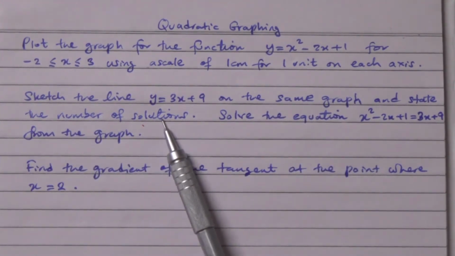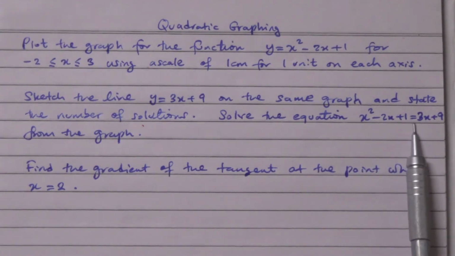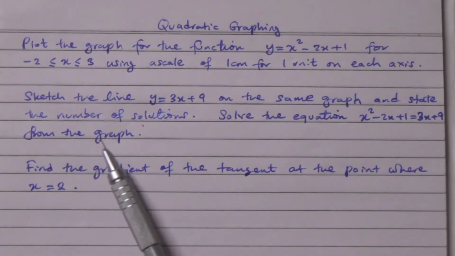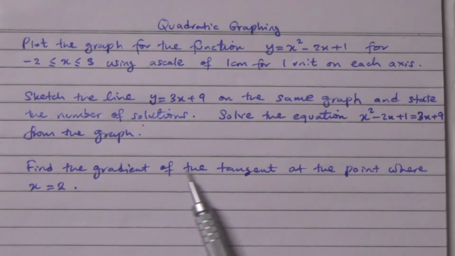number of solutions. Solve the equation x squared minus 2x plus 1 is equal to 3x plus 9 from the graph. Finally, find the gradient of the tangent at the point where x is equal to 2.